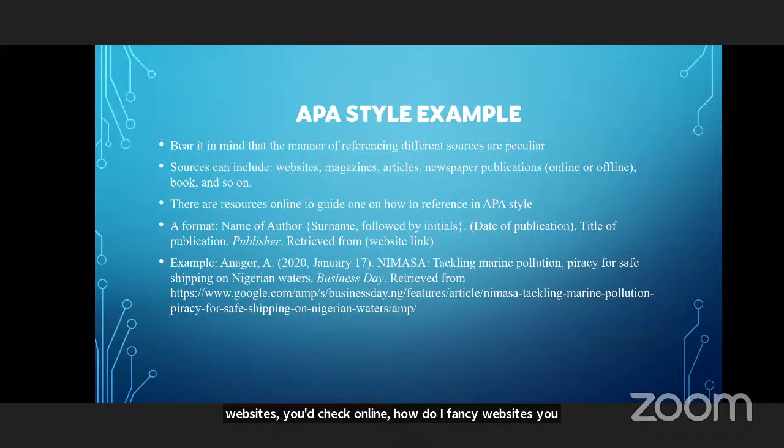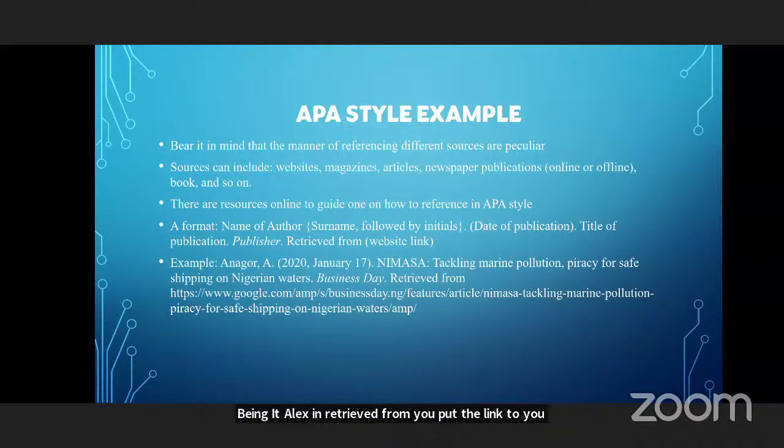So this is an example of a format, and this is information gotten from a website, like a website entry, so to say. So you have the name of the author. When you're writing the name of the author, you write only the surname, then it will be followed by the initials. So you have a full stop, date of publication in brackets, the title of the publication, then the publisher will be in italics, then retrieved from, you put the link that you got the reference from.